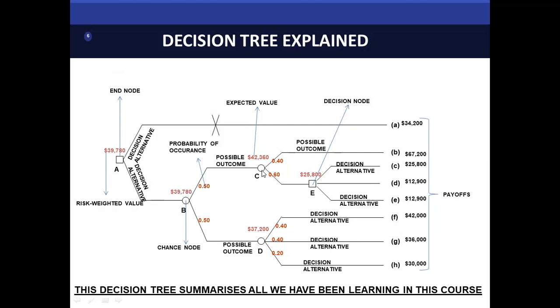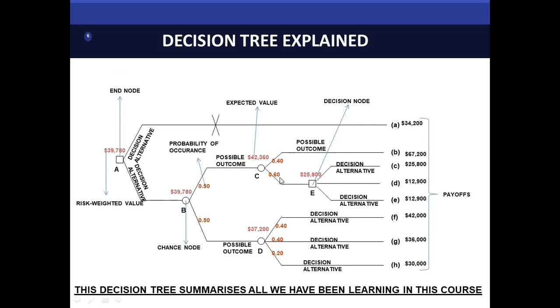But on the chance node, it's a different ballgame. The possible outcome here on the payoff B has 67,200 USD, but the alternative has 25,800 USD. We are not going to take 67,200 USD just because it's bigger than 25,800 USD. No. We can do that if this is a decision node. But for a chance node, we're not going to do that. Remember, a chance node factors in feeling. A chance node factors in the risks.